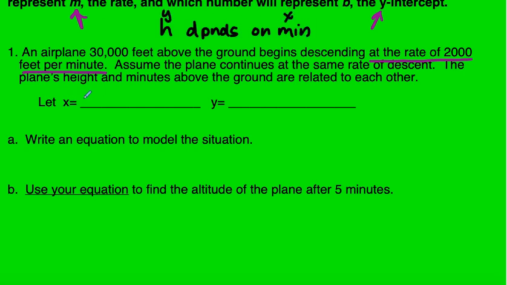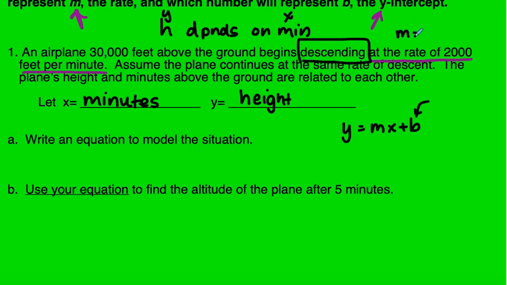So x would be my minutes. Little trick is time is usually always your x. And y would be your height. Okay, so what's my starting height? Remember, y equals mx plus b. B is my starting amount. So my starting amount in this case would be 30,000, and my rate of change, it's going down, it's descending. So my rate of change would be negative 2,000 feet per minute. So my equation then would be y equals negative 2,000 x plus 30,000 feet.